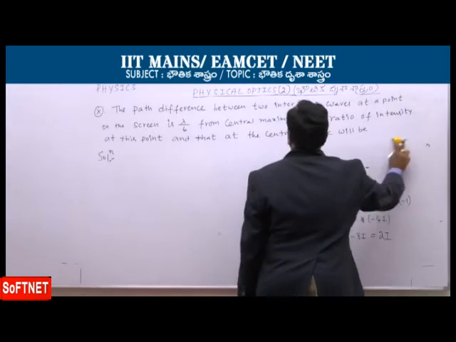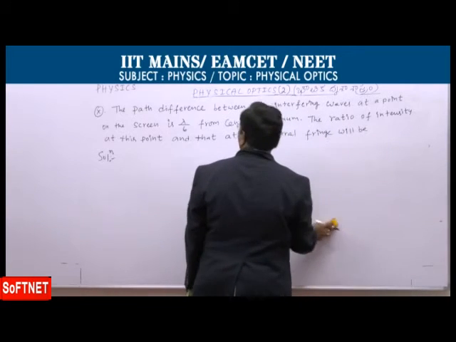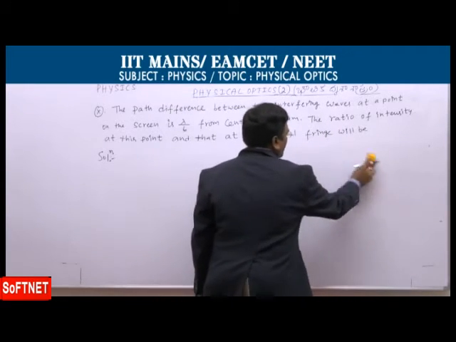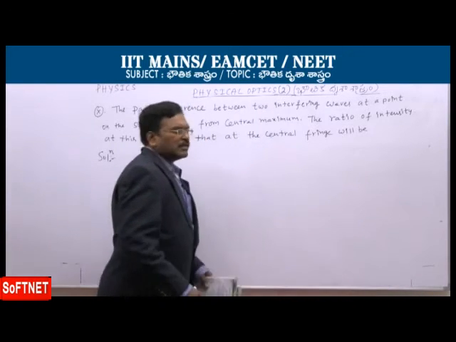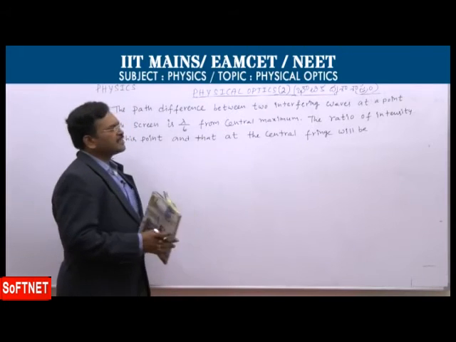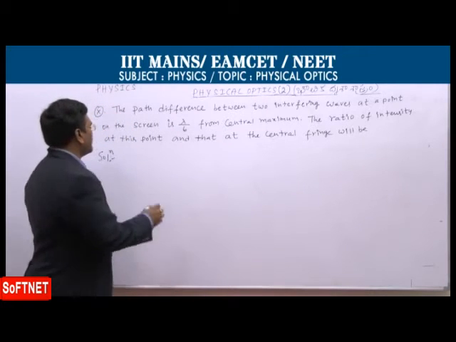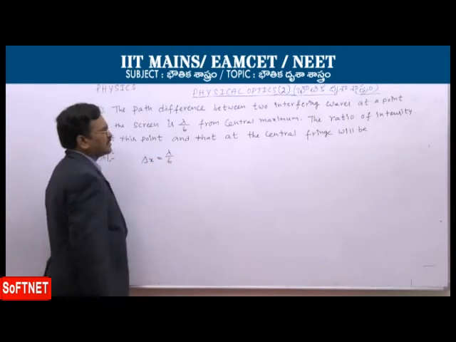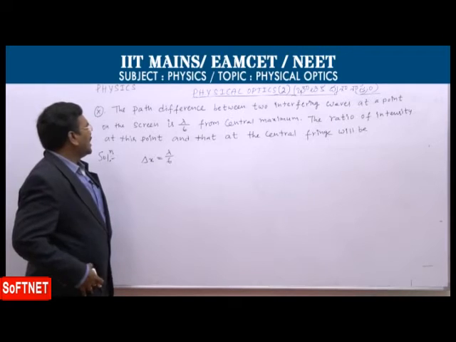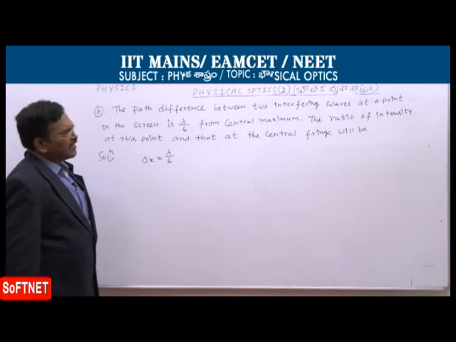Here, what is given? Path difference between two interfering waves at a point on the screen. How much? Lambda by 6 from central maximum. And path difference delta x is equal to lambda by 6. Now, what is the question? Ratio of intensity at this point and that at the central fringe.